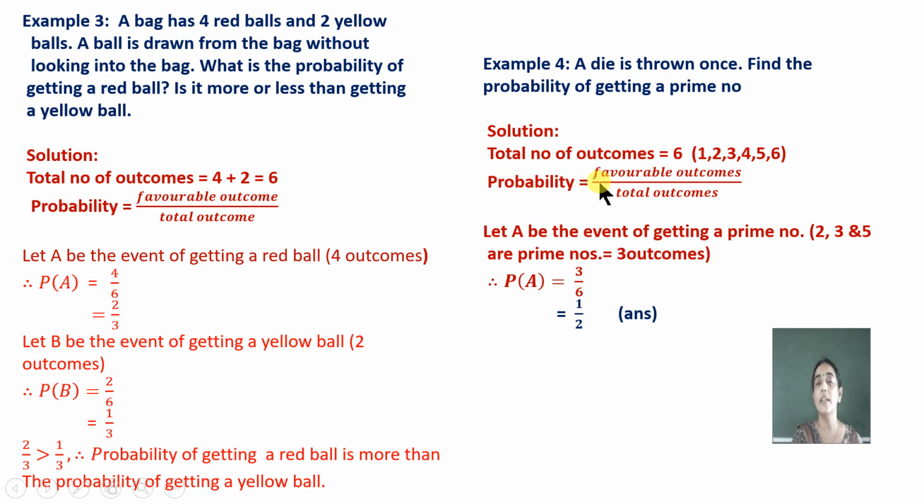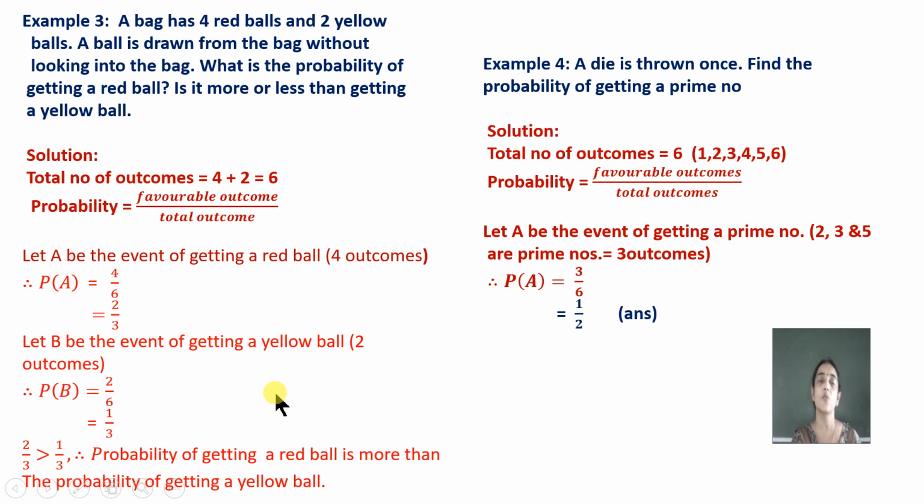So probability is equal to favorable outcomes upon total number of outcomes. Now let A be the event of getting a prime number. Now from these the prime numbers are 2, 3 and 5. So you write down 2, 3 and 5 are prime numbers. How many total favorable outcomes? 3: 1, 2 and 3. So 3 favorable outcomes. Therefore, P of A is equal to 3 upon 6 and that is equal to 1 upon 2. This is the answer.